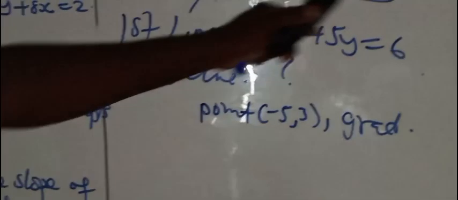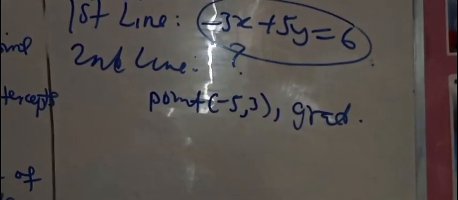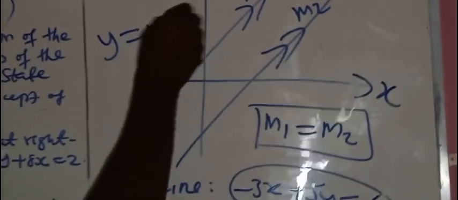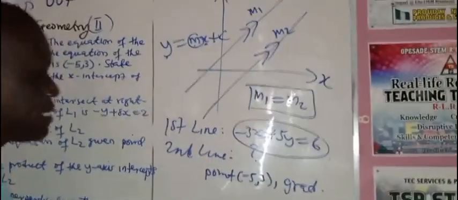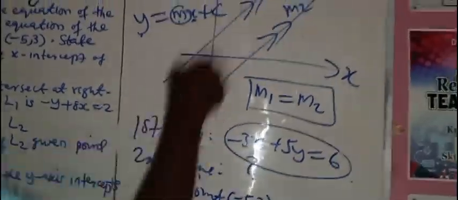Because if two lines are parallel, all you need to do is find the gradient of the one given to you. You know how to do that now. You find the gradient by making y subject of the formula to conform to y equals mx plus c. The one attached to x, when you make y subject of the formula, is the gradient. So the gradient for the first one is also equal to the gradient for the second one, because for two lines to be parallel, they have the same gradient.